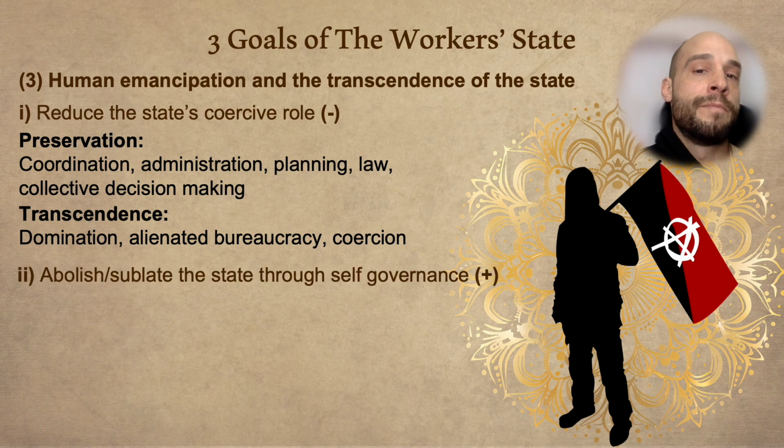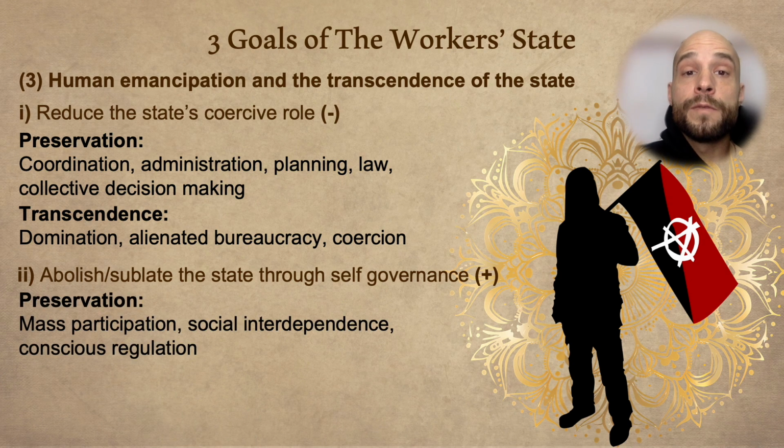Second, the positive moment is about collective self-governance and human emancipation. Here, the emphasis shifts from what disappears to what emerges. What's preserved are the universal capacities capitalism helped create, which have now been fully developed by a worker state: mass participation, social interdependence, and the ability to consciously regulate collective life. These are real historical achievements, and Avineri insists they must not be lost.